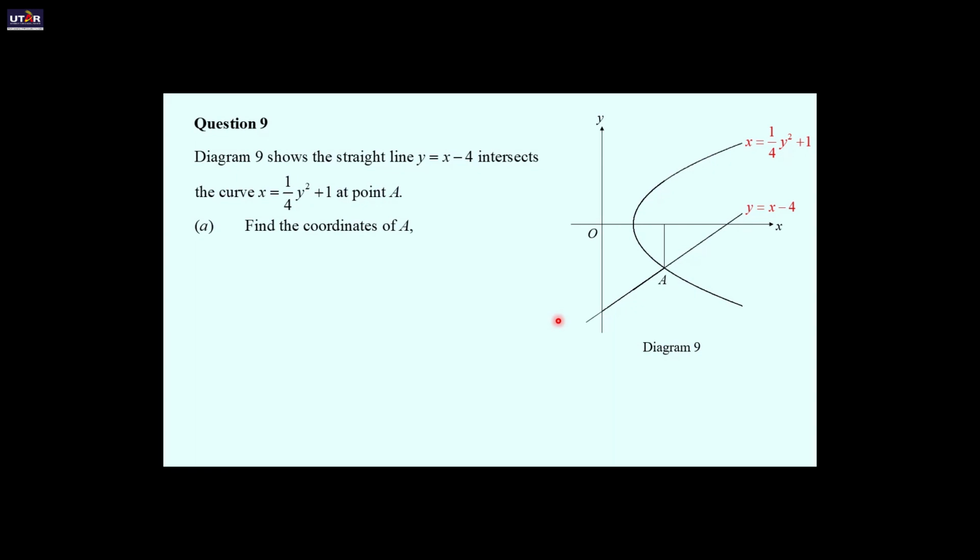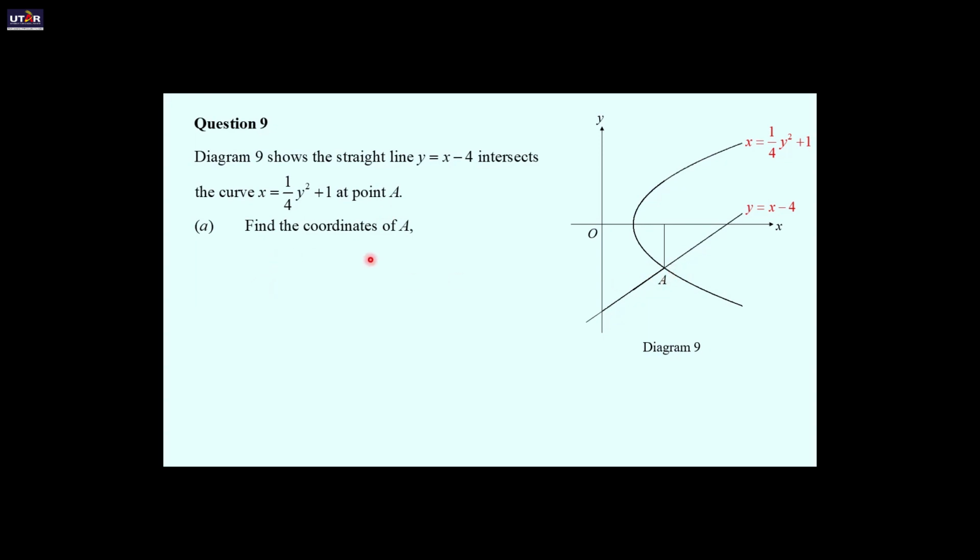Let us proceed to question 9. In diagram 9, you are given a straight line y equals x minus 4. The straight line intersects the curve x equals 1/4 y squared plus 1 at the point A. So in the diagram, this is point A. Find the coordinate of A.